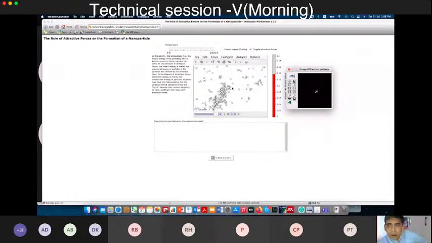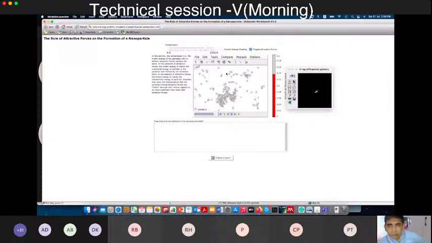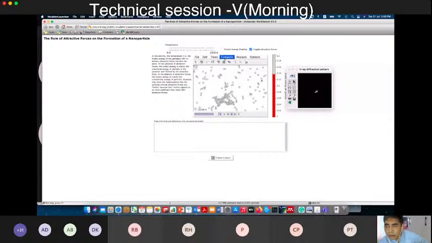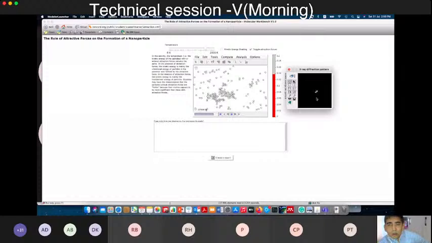Then there is computational quantum dynamics. That is a bit complex, I think, so it's probably not available. All right, so this is the basic thing you have to understand first.